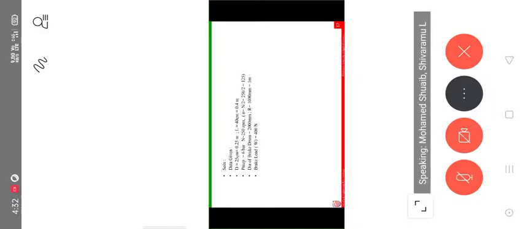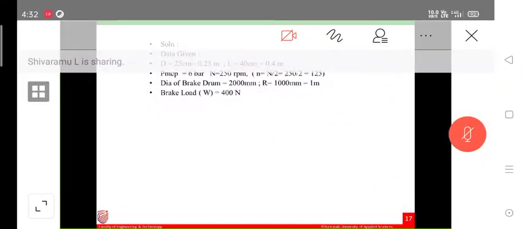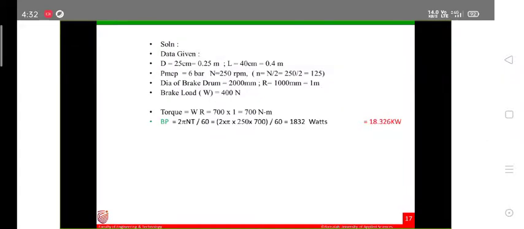So the data given: diameter, length, mean effective pressure, and RPM, that is the crank speed. Then the brake drum diameter. In order to calculate the torque, they have directly given the diameter, so you need to convert that into radius. The load they have given in Newton. So torque will be 700 Newton meter, and brake power 18.32 kilowatts.